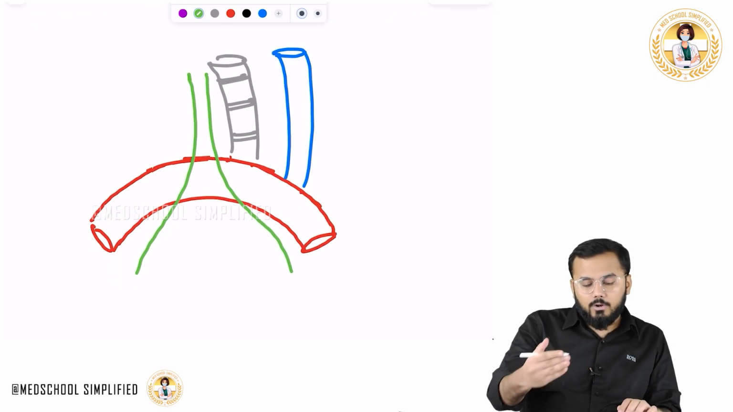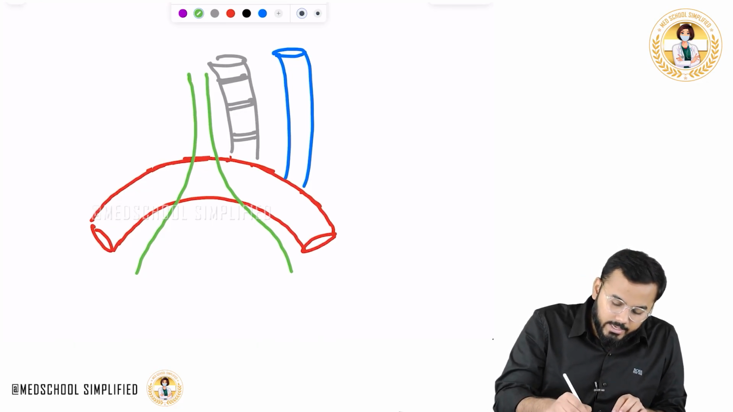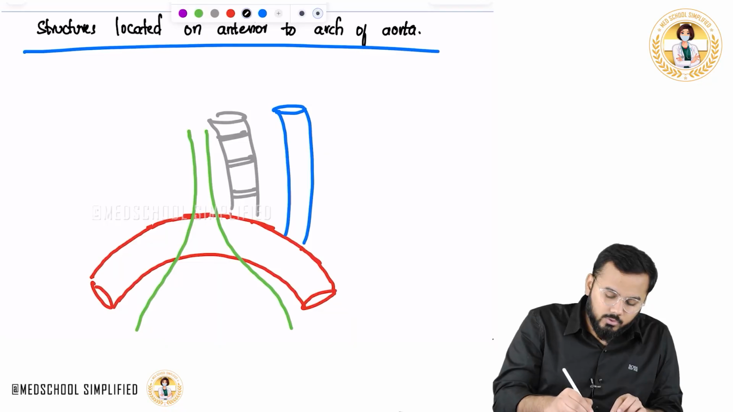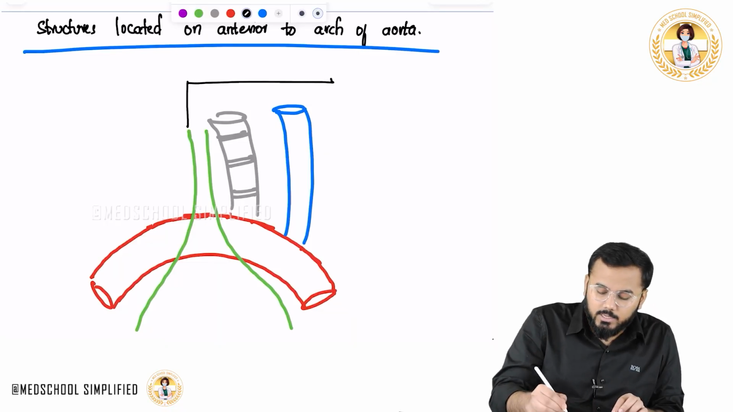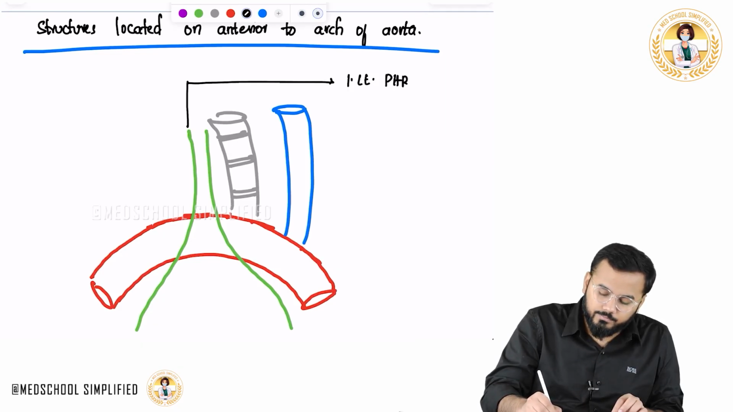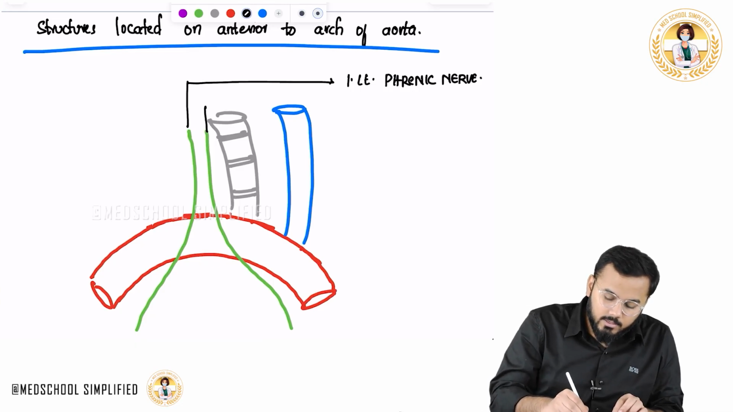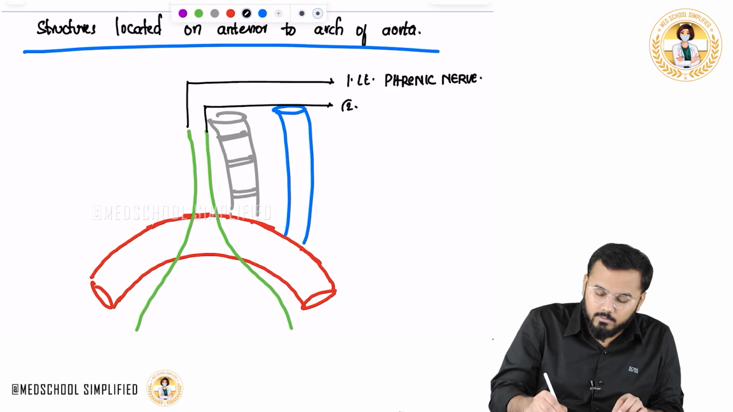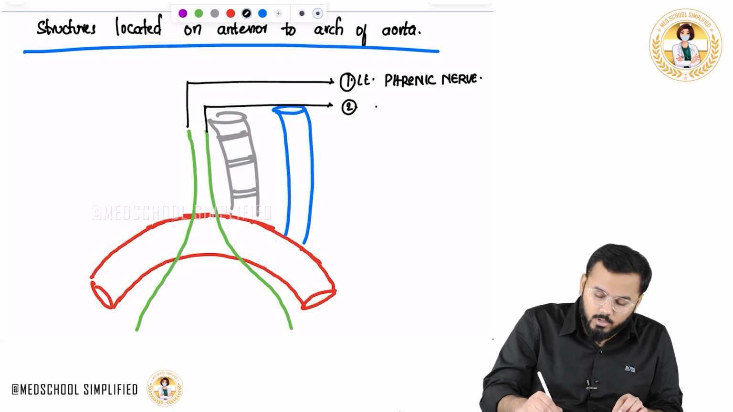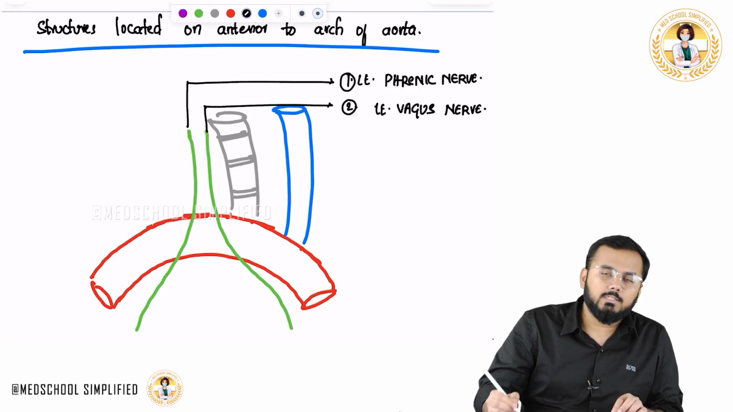Next, the nerve that is located on the other side is called the left vagus nerve. So let me write it down now itself, right? This nerve over here which you can see is called the left phrenic nerve, okay? And this nerve over here you call the left vagus nerve.